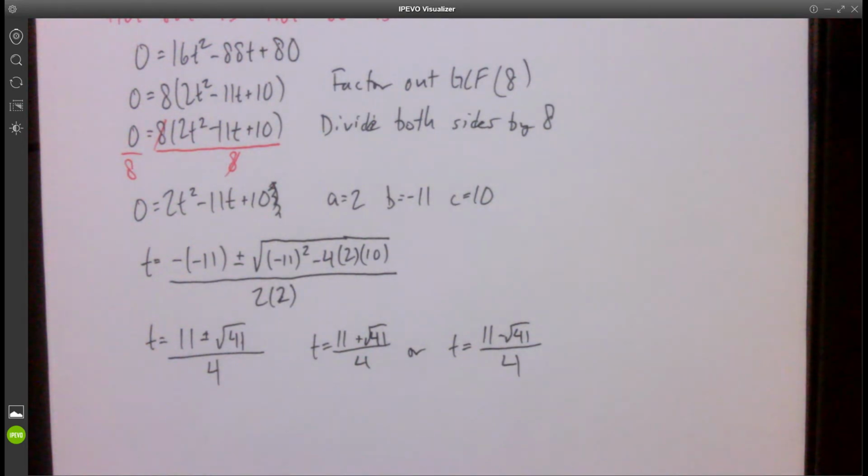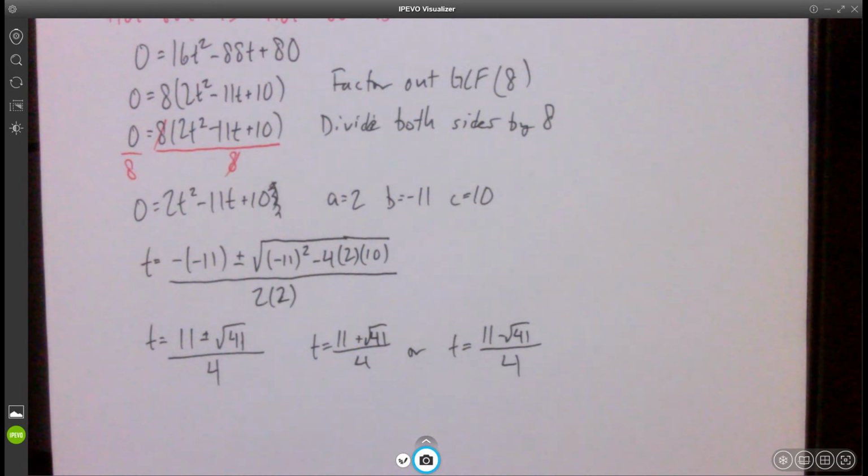Now, if you enter this into your handy dandy calculator, let me see if I can include my calculator with this one. If you enter those into the calculator, we get that 11 plus root 41, all of this I'm going to put in parentheses, all that divided by 4. That's one of them. Then I'm going to use 11 minus root 41 all over 4.